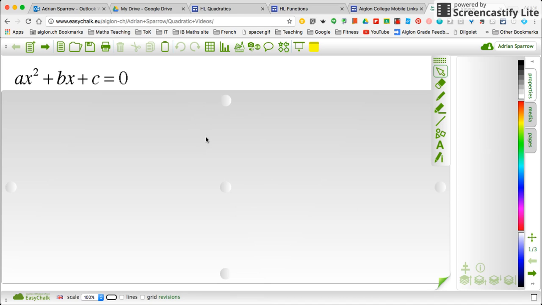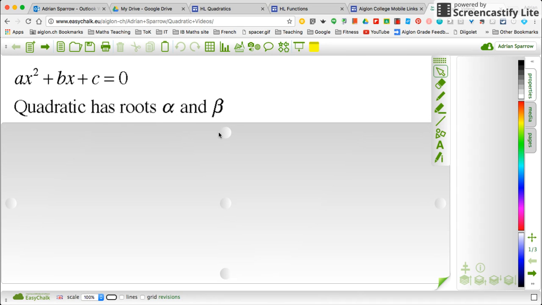Okay, in this video we're going to look at where the roots of a quadratic equation, the sum and the product of the roots come from. So I've got my quadratic equation here and it's equal to 0, and I've got my usual a, b and c. Now I'm going to let the roots be alpha and beta. They're just Greek letters, alpha and beta.